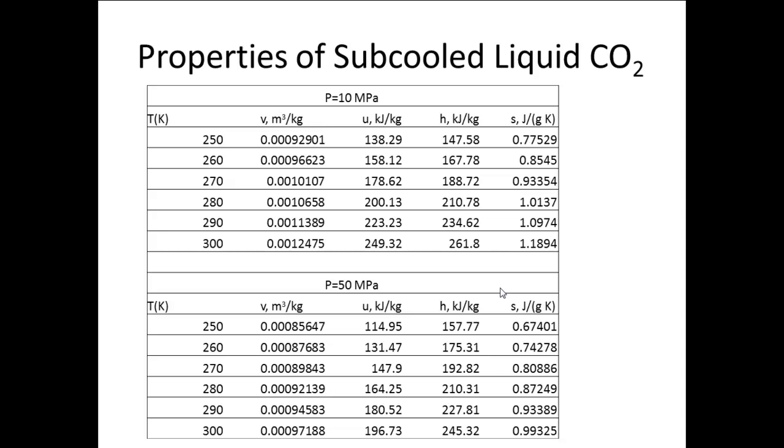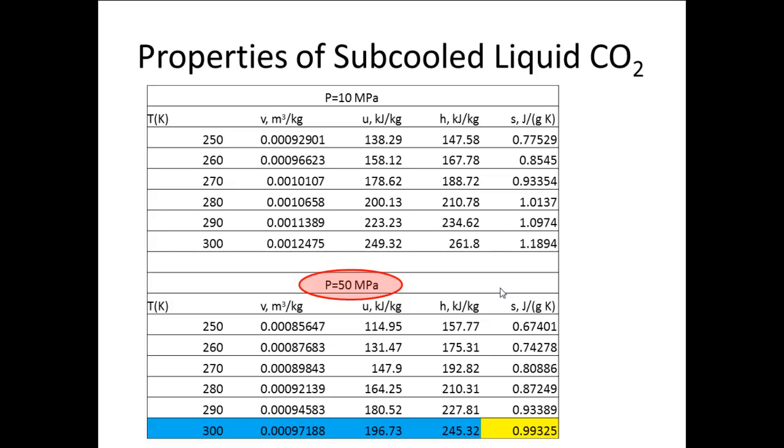Here is the compressed liquid table, or subcooled liquid table, and it's divided into smaller tables. We need to find the small table for the pressure of interest, which is 50 megapascals. In that small table, we find the line corresponding to 300 Kelvin. Then we can read off the values for specific volume and entropy.